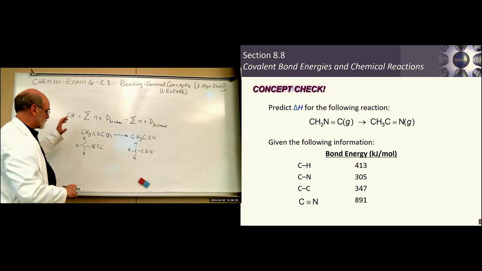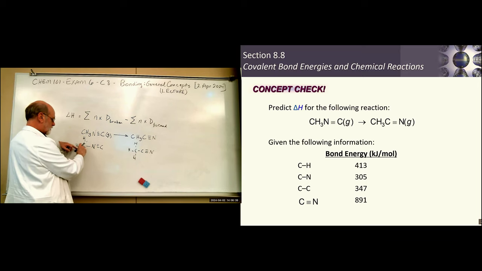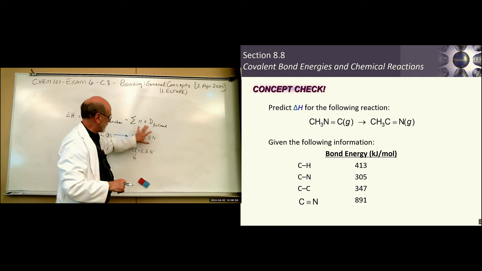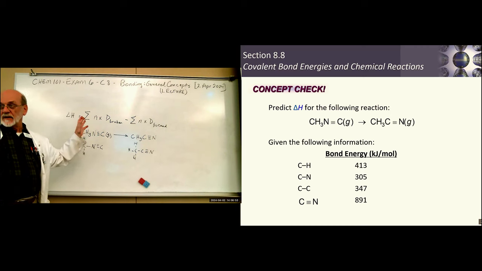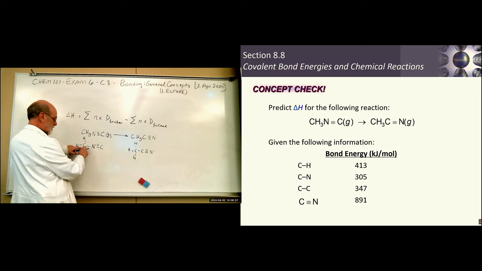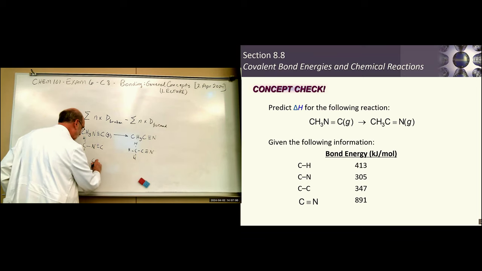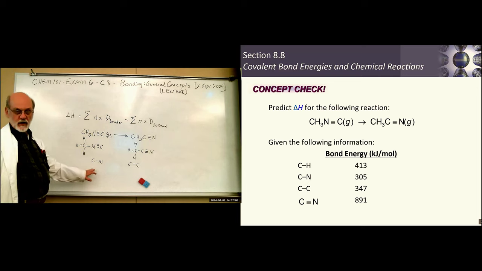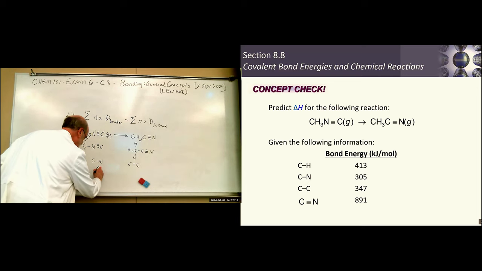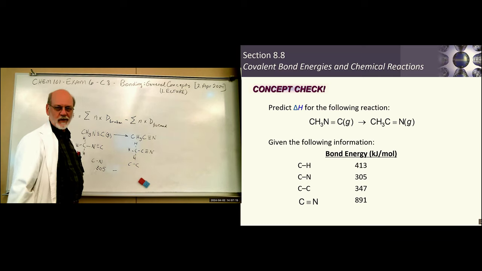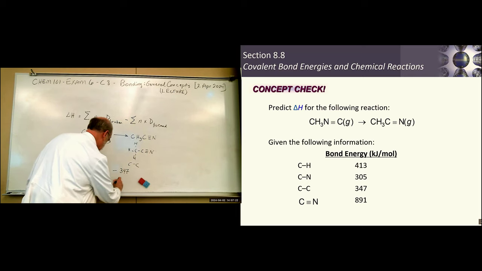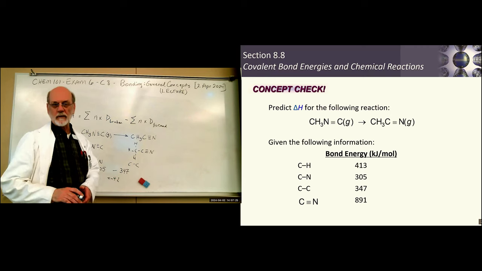So you can go in and you can do all of them, right? You can do 3 moles of carbon hydrogen bonds and then add 1 mole of carbon nitrogen bonds and 1 mole of nitrogen triple bond carbon over here. And then you can do the same thing on this side and subtract them. But the simpler way to do it is to say, this is the same on both sides. And this is the same on both sides. So all you have is this one versus this one. 1 mole of each. Carbon nitrogen is 305, 1 mole, and subtract carbon-carbon, 347. And that's going to give you a negative value. Negative 42 kilojoules per mole.